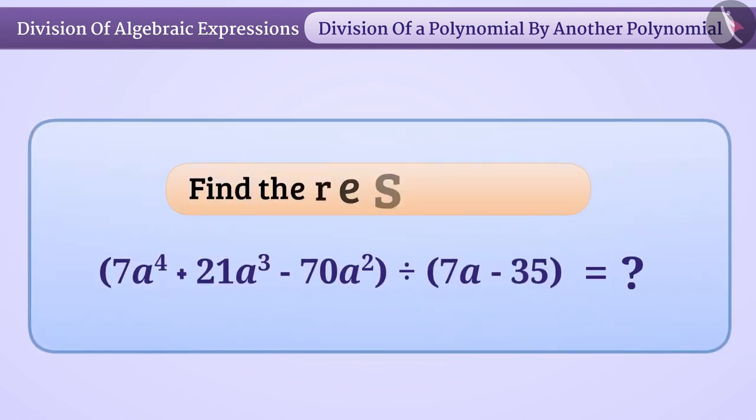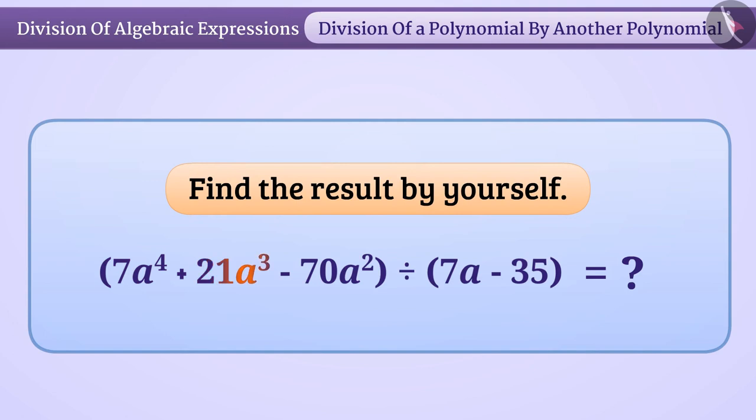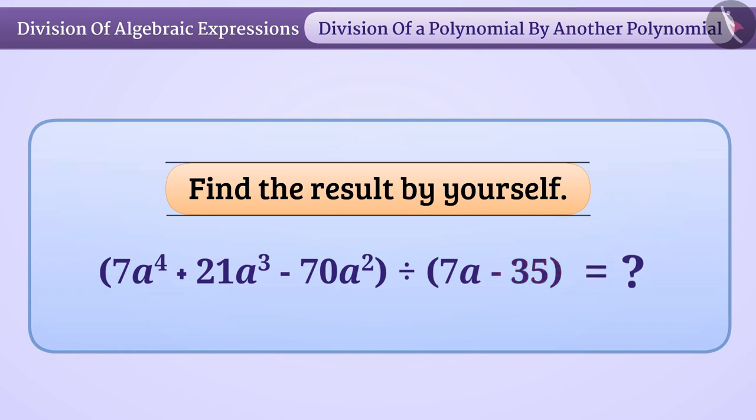Now, try to find the result of 7a raised to the power 4 plus 21a raised to the power 3 minus 70a square divided by 7a minus 35 by yourself.